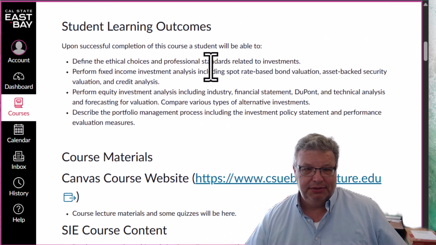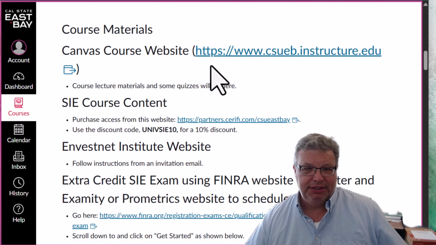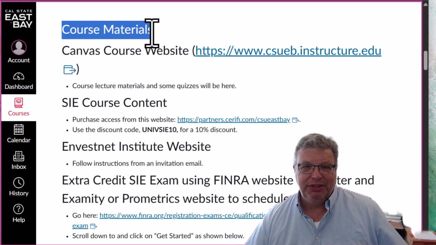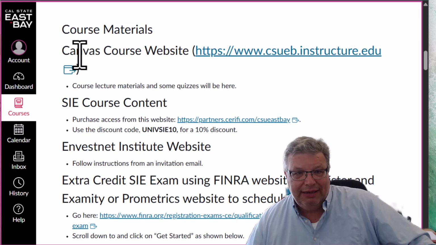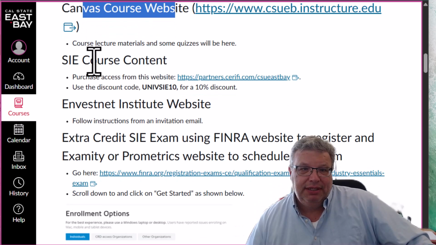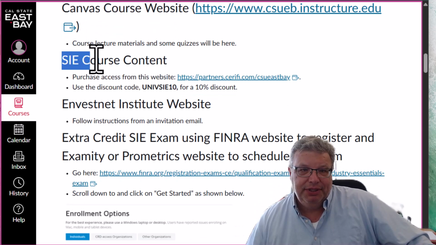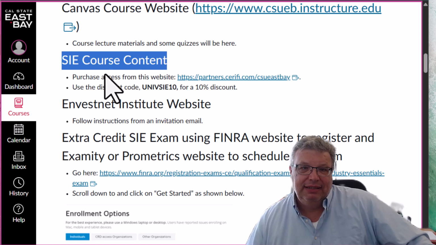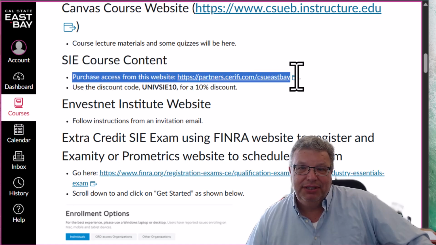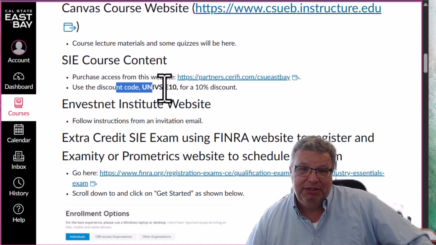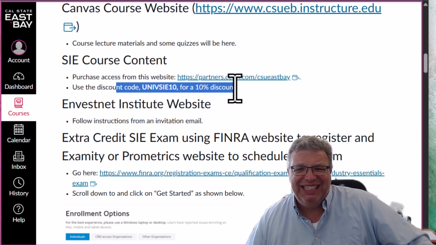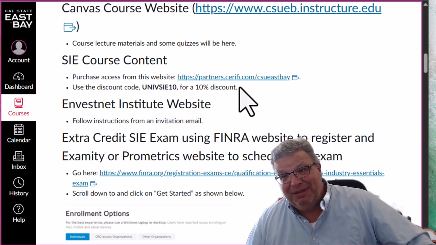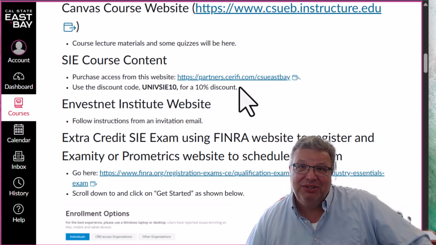Let's see. I'm just going to skip down some of this stuff. Okay, let's look at the course materials, what you'll need to do this course. Obviously Canvas, and then you're going to need the SIE content, and what you have to do is go to this website link here, and you're going to purchase it. It's going to be about $90. Sorry about that. I tried to make the course free, but I wasn't able to swing that this summer.